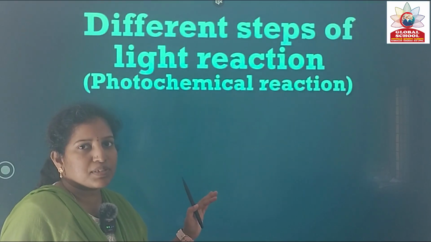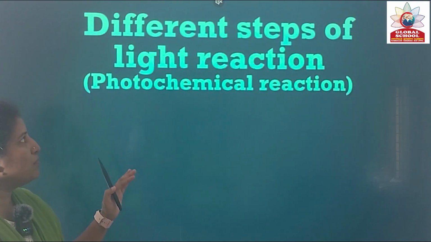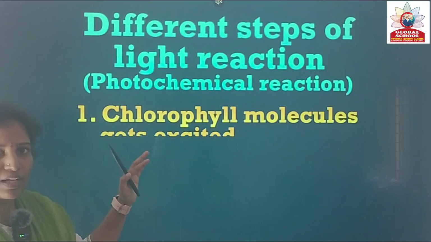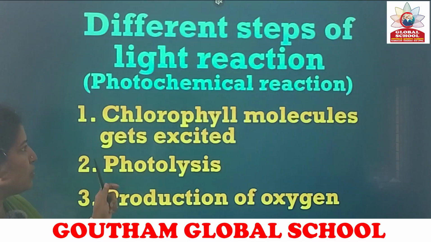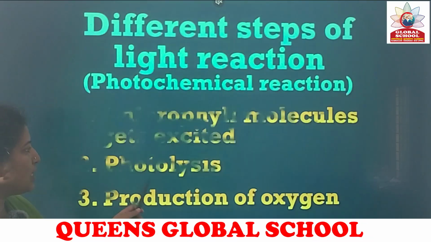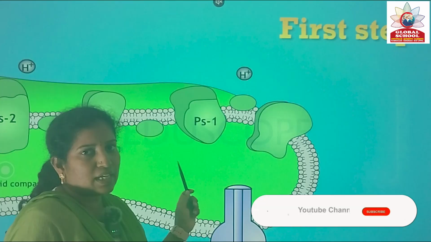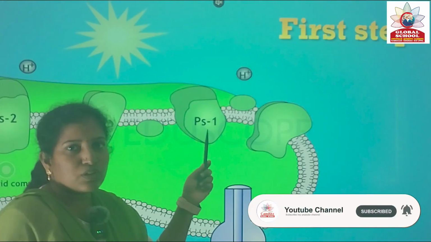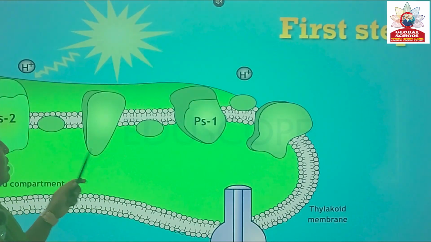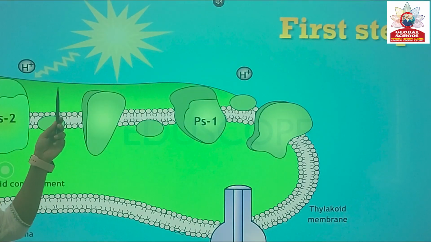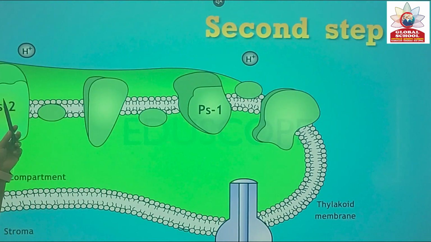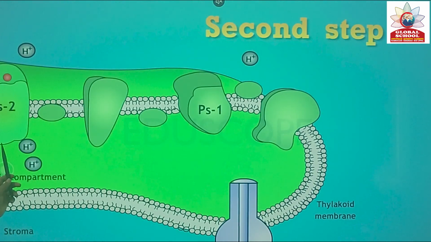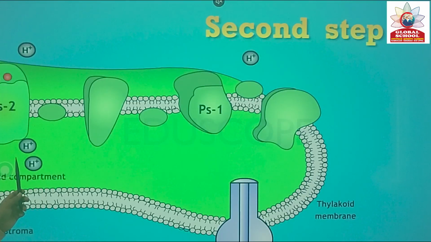There are totally 3 steps in the photosynthesis mechanism. The first 2 are in the light reaction, and the last one is in the dark reaction. Chlorophyll molecule getting excited and photolysis come under the light reaction, and conversion of the molecules into glucose comes under the dark reaction. When the chloroplast is exposed to sunlight, the chlorophyll molecule gets activated and splits the water molecule into hydrogen ions and hydroxyl ions.